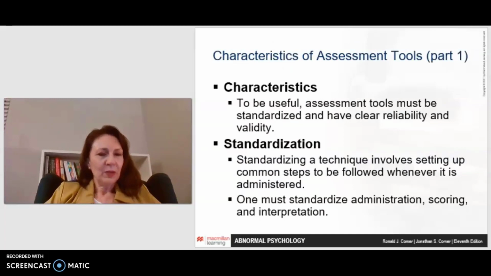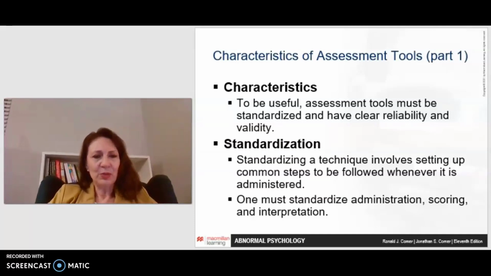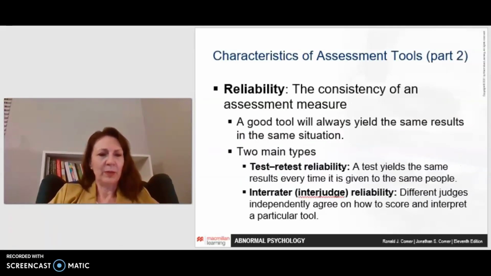And the characteristics that we want to look for as we select those are that they need to be useful and standardized and have clear reliability and validity. The standardization process is very important. It involves setting up common steps to be followed whenever the measure is administered to someone. So you have to follow the rules and administer it and score it and interpret it in the way that the test developer set out.